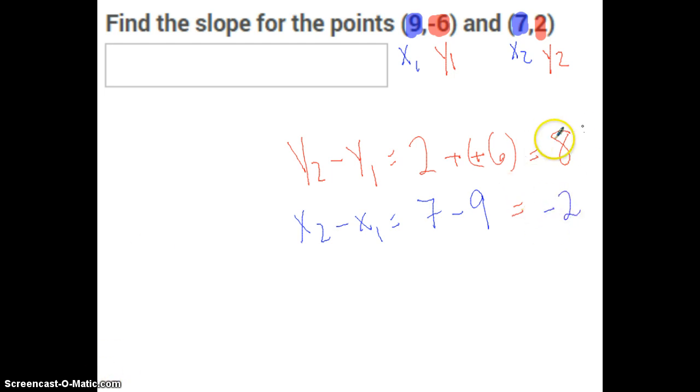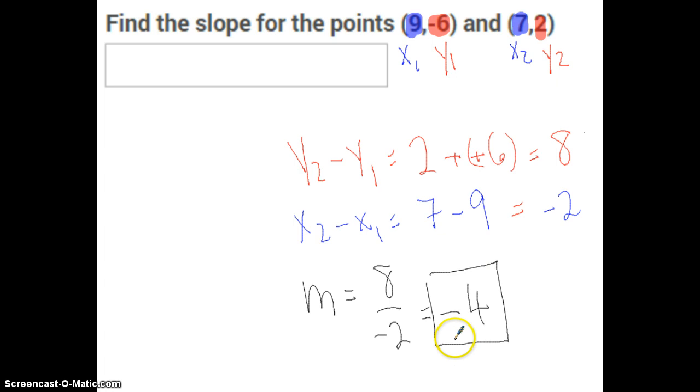So I'm going to pause. And then I need to find the slope, which is the rise, 8, over the run, -2. And 8 divided by -2, well, that's divided by a negative, so it's negative, and 8 over 2 is 4. So the solution is -4.